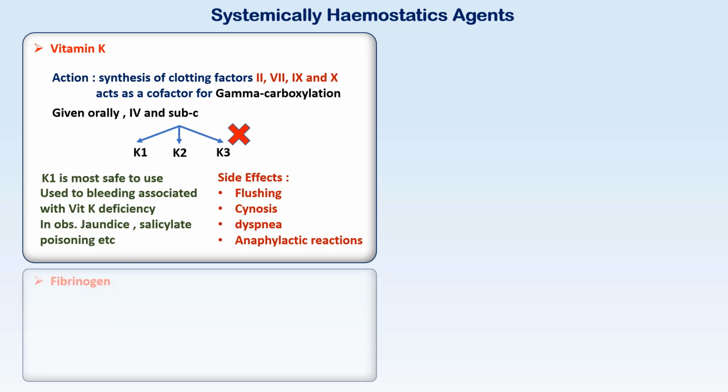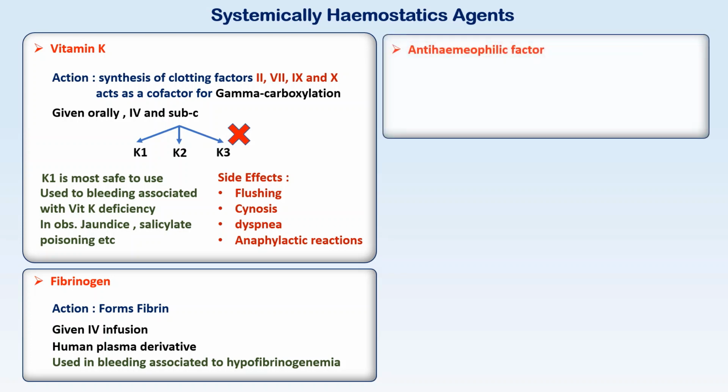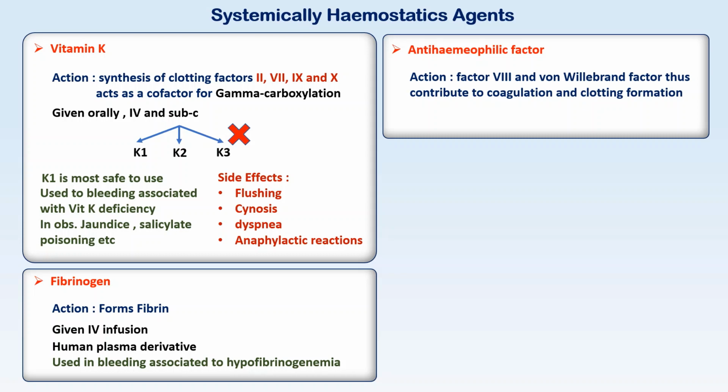Next, moving on to fibrinogen. This fibrinogen is basically obtained from the human plasma, and it is used to control bleeding associated with hypofibrinogenemia, and it is mainly given in IV infusions. Next, about the antihemophilic factor, which contains the coagulation factor 8 with the von Willebrand factor, and this is mainly used to control bleeding in the hemophiliacs. It is administered as IV infusion, and the main side effects associated with this are fever, chills, headache, and skin rashes.